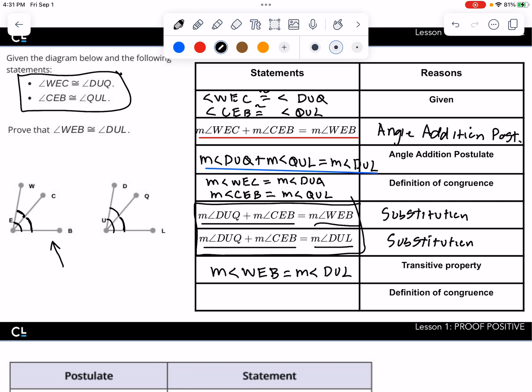All right? And notice that's very similar to what we have here, but what we have here is they say it's congruent. But if their measures are equal, then that means they're congruent. So I would say angle WEB. Since their measures are equal, by the definition of congruent, that means they're congruent.